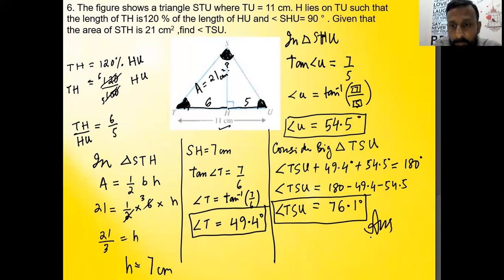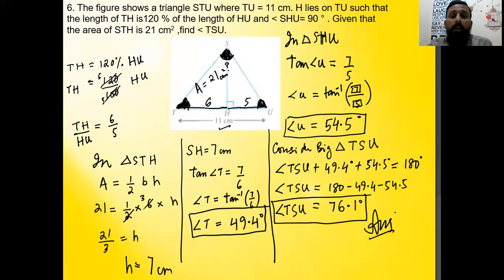How have we calculated it? We have calculated it with the help of the other two small triangles. They have given us the length TU. They have also given us some percentage value: TH is 120% of the length HU. We have used that percentage concept. 120% is equal to 120 upon 100. We simplified it as 6 upon 5. We made the ratio TH upon HU equal to 6 upon 5.